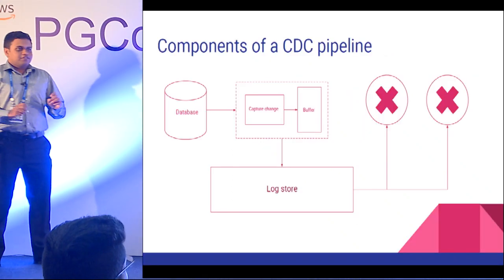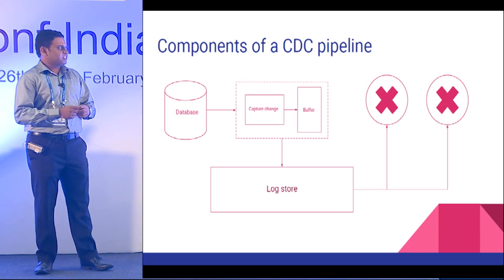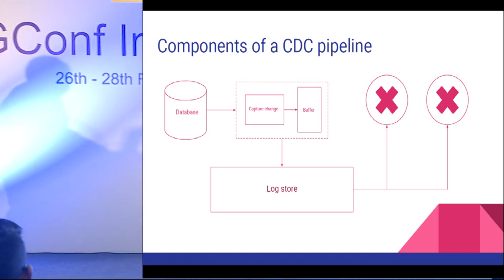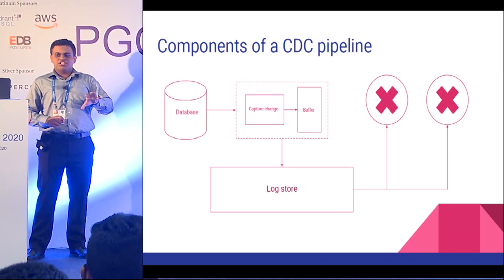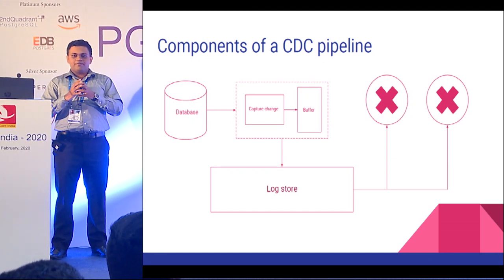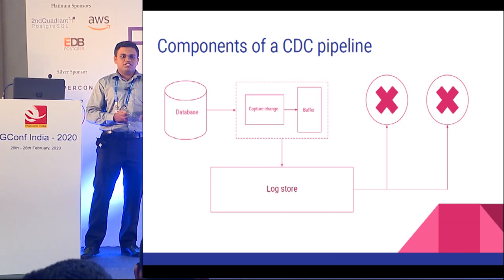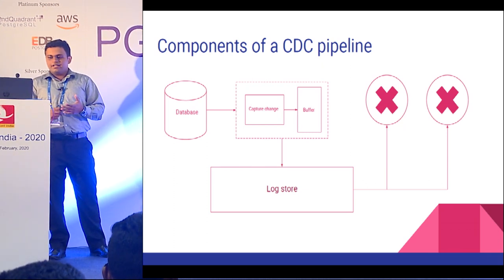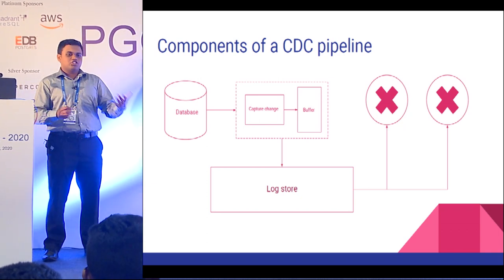So what does an effective CDC pipeline look like? We have a database, in our case PostgreSQL, and then we have a capture change process. Whenever the database emits changes, there's a system which captures them and stores them in a memory buffer up to a certain point of time, and then flushes them onto the transaction log. You can configure this how you want. When it's in the memory buffer, you can apply certain transformations on it. We'll be looking at that. Once it's in the log store, you can have multiple consumers read from it, and the application logic is most simple.